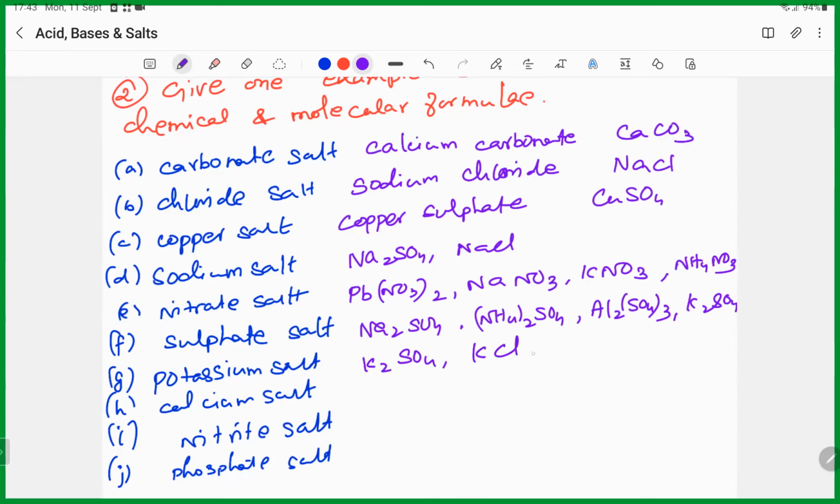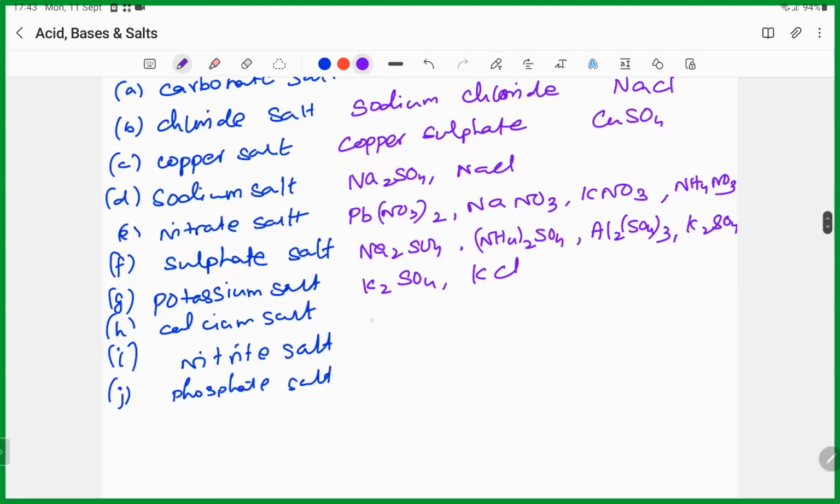K2SO4, KCl, KOH. Oh, all base. Sorry. You have to write only salt. Calcium salt, calcium sulfate, calcium carbonate, calcium chloride.